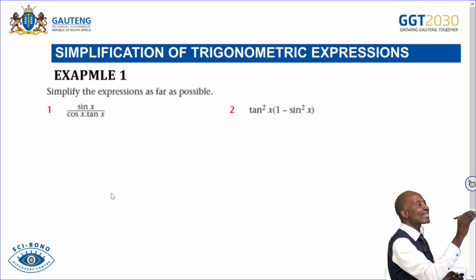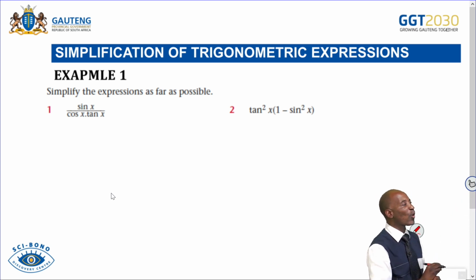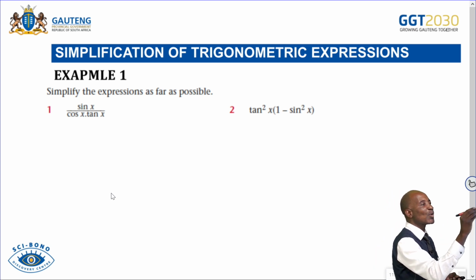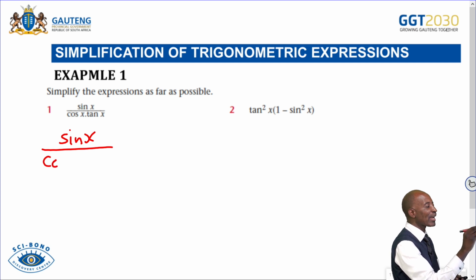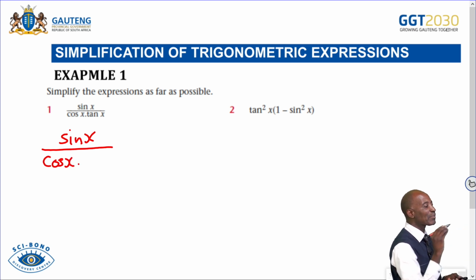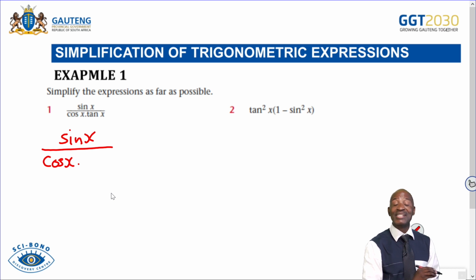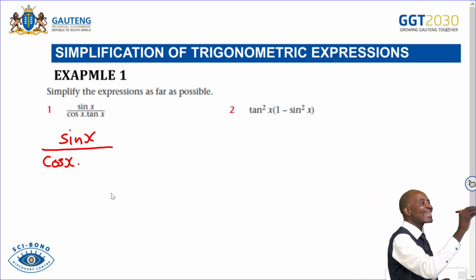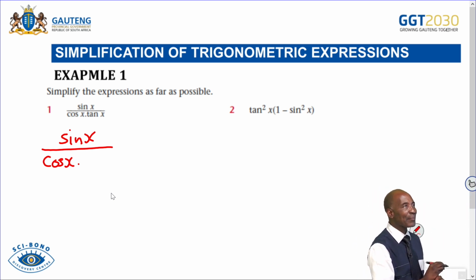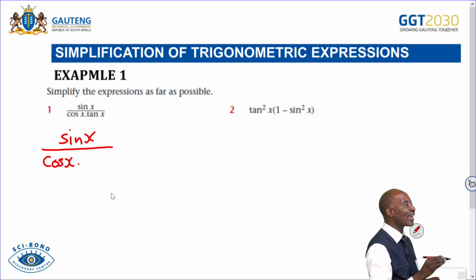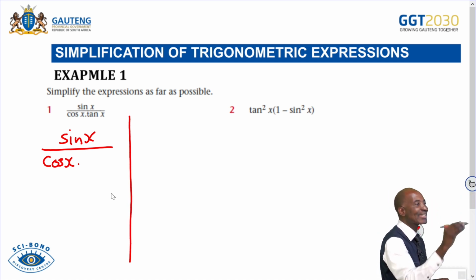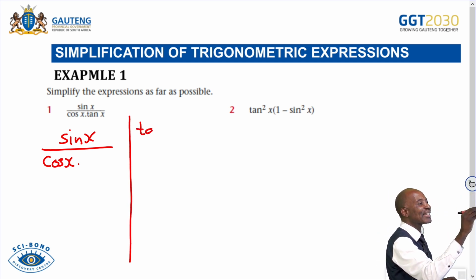The first question says sine x divided by cos x times tan x. You will remember tan x can be rewritten as sine x over cos x. So we're going to say sine x divided by cos x multiplied by, you stop there because you are simplifying. Is there an identity that I can use here? Is there an identity that I know can assist me here? Yes, don't forget your tan theta.